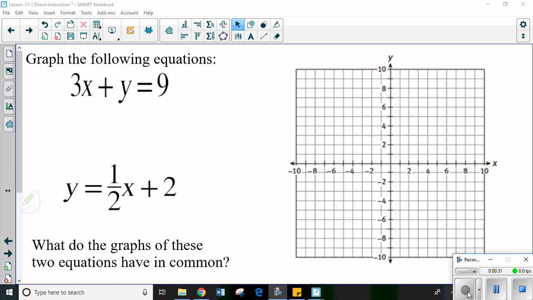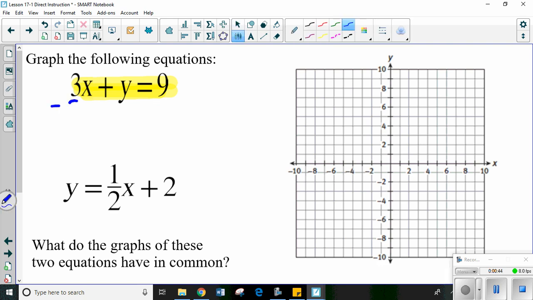So first, this one is in standard form. It's not in slope-intercept form yet. So I need to solve for y by subtracting 3x from both sides. So y equals negative 3x plus 9.